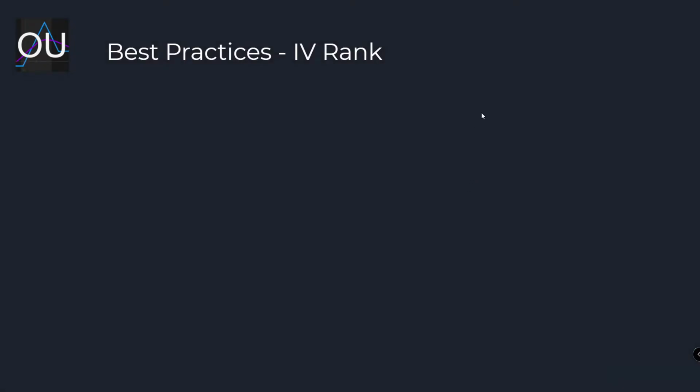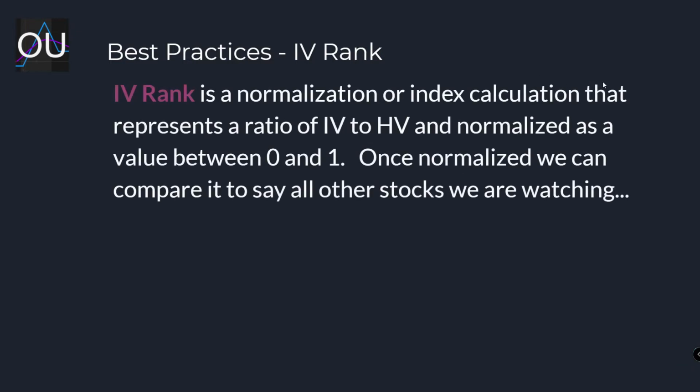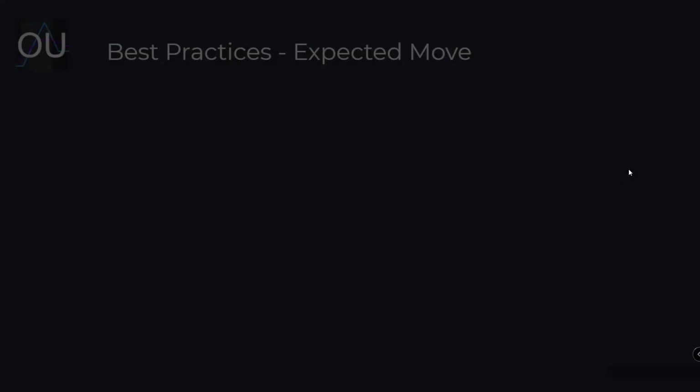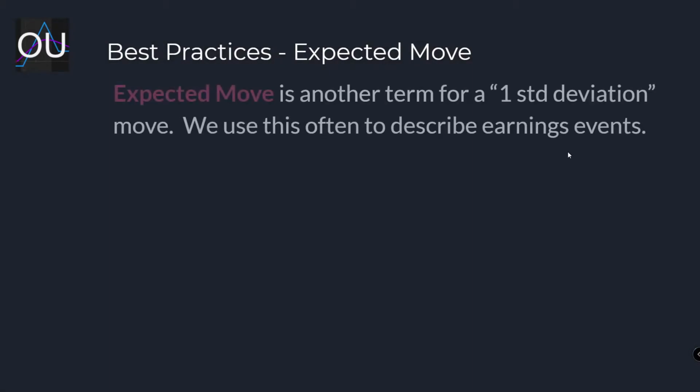So given that we have an implied volatility, or current, and then a historic, we can calculate what's called IV rank. Don't let IV rank scare you or fool you. IV rank is basically just a normalization or index calculation that we use, and it's just a ratio of the IV to the HV, normalized as a value between 0 and 1. So once normalized, we can compare it to, say, all other stocks.